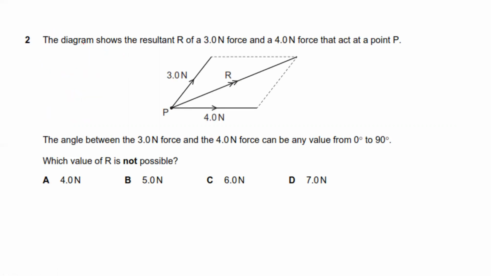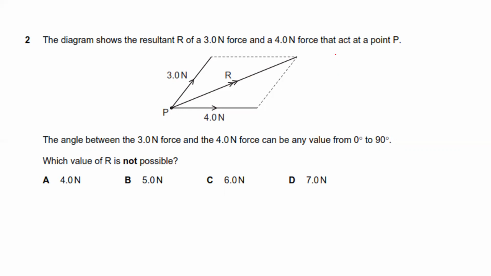Question number 2. The diagram shows the resultant R of a 3 Newton force and a 4 Newton force that is acting on a point P. The angle between the 3 Newton force and the 4 Newton force can be of any value from 0 to 90 degrees. Which value of R is not possible? So let's say we have the minimum and maximum conditions. With these, we can easily find the minimum and maximum value of this resultant force.